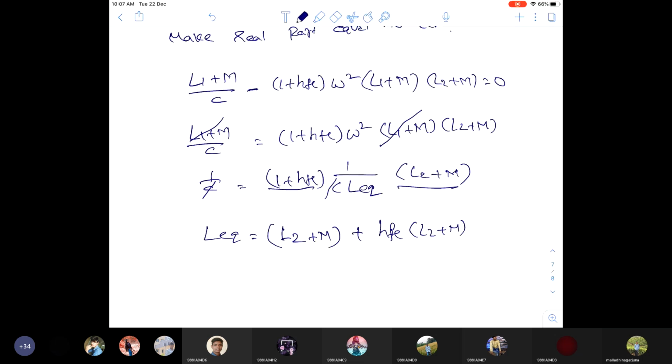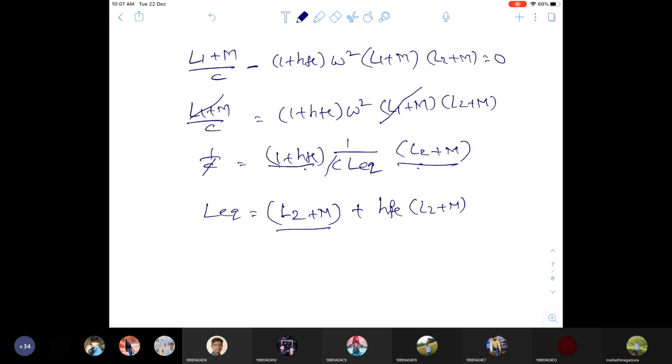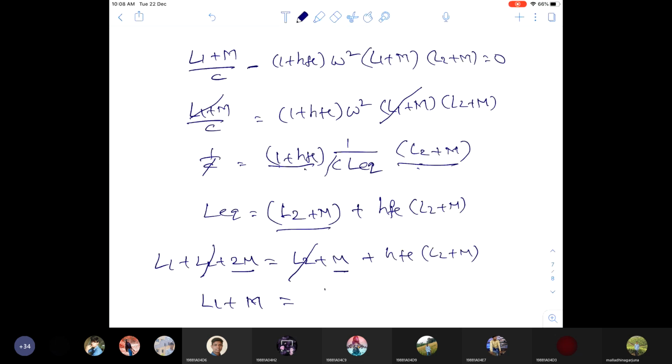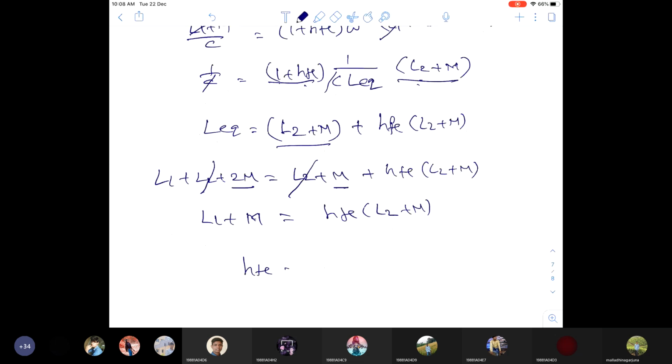Okay, so 1 into L2 plus M, HFE into L2 plus M. So now L equivalent is what? L1 plus L2 plus 2M is equal to L2 plus M plus HFE into L2 plus M. So from this, L2 L2 cancel, 2M minus M becomes M. So L1 plus M equal to HFE into L2 plus M. So finally HFE equal to (L1 plus M) by (L2 plus M). This is the condition for sustained oscillations of Hartley oscillator.